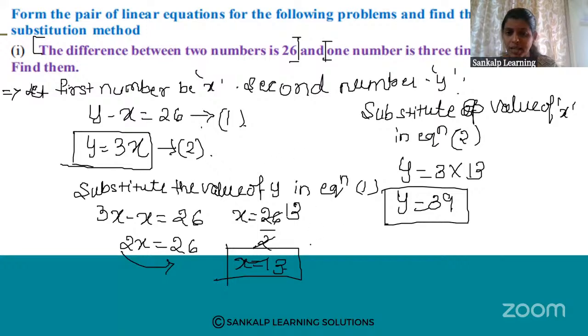Why do we do this? In order to get y. So substitute the value of x in equation number 2. Y is equal to 3 into x value is 13. 13 into 3 is 39. Okay, this is the value of x and y.